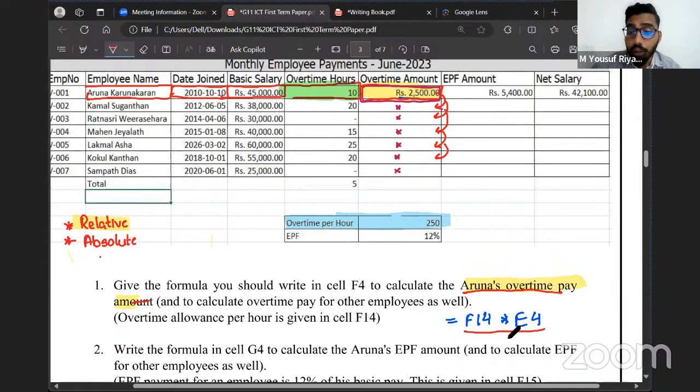Exactly. What will happen is the row number will change. So what happens here is when I copy it from Anura to Kamal, going one row down, even the cell address will go one row down. So F14 will become F15. It will go one row down. E4 will become E5. That is for Kamal.